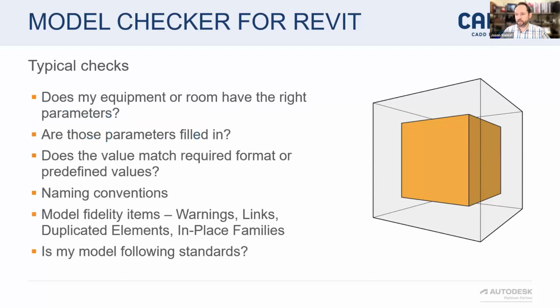Some of the typical checks we start off with are things like: does my equipment or my room have the right parameters associated with it? Are those parameters filled in? Do the values in those filled-in parameters match certain requirements, a certain format, or a list of predefined values? We can check naming conventions. There are a series of checks in there, more model fidelity items like warnings, links, duplicated elements, in-place families, and things like that. So overall, it really is about validating standards, whether those are BIM and data deliverable standards, or just your own firm standards about how you want Revit to be used.